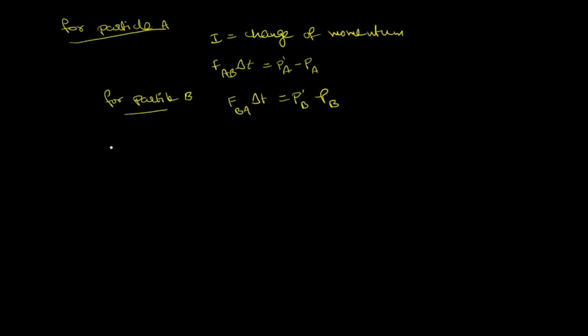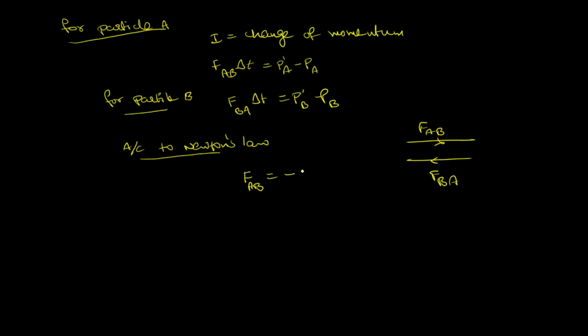Okay, now according to Newton's third law, the force by particle A, FAB, is equal to the force by particle B, FBA, but in the opposite direction. Therefore, FAB is equal to minus FBA. Okay, this is equation number 1 and this is equation number 2.